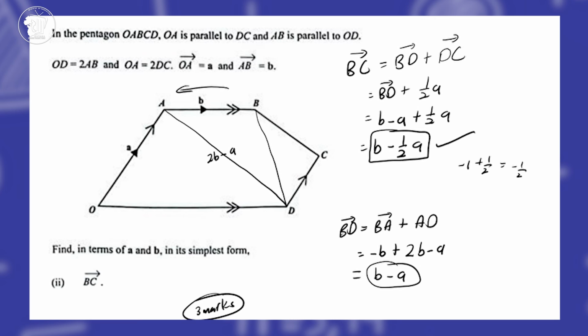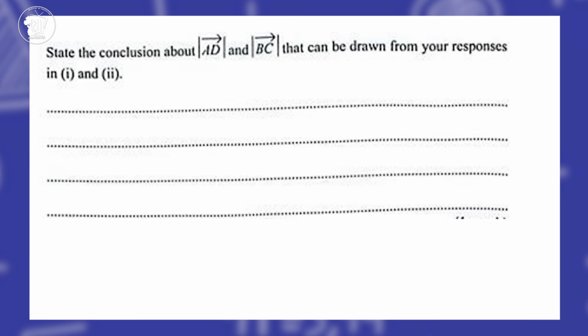So let's go into the last one. So the next one says, state the conclusion about AD and BC that can be drawn from your responses in 1 and 2. So we found AD to be 2B minus A. We found BC to be B minus half A. So we have AD is equal to 2B minus A and BC is equal to B minus half A. So it says state the conclusion about AD and BC that can be drawn from your responses.